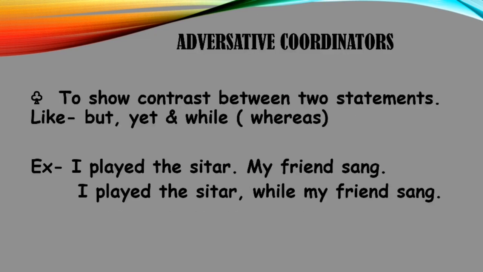Now adversative. Now what are adversative? To show contrast between two statements. Comparison is being made, sort of, right? You are showing contrast. I played the sitar, my friend sang. I played the sitar while my friend sang. That means I played the sitar, and my friend, he just sang. So "while" is used. And "while" here is adversative because you are comparing the two. One played sitar, the other sang. So comparison is being made between the two. So that is adversative coordinators, right?